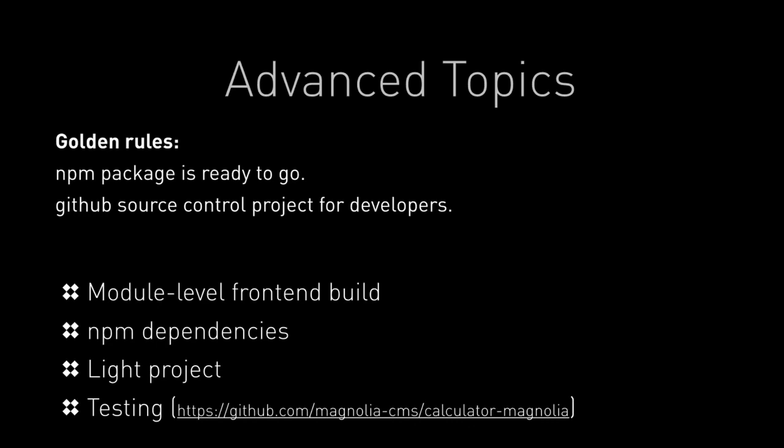So NPM package is ready to go. GitHub source control is where you do your fancy stuff. So fancy stuff, if you want to have Webpack, if you want to be building React applications in the project, if you want to be pulling in third-party NPM dependencies, that's one of the advantages of using NPM. I can bring in the front-end library I'm wrapping. Light project, and we also have a demo of how you can set up testing to run against Magnolia using Travis. So I recommend that you check that out on the wiki.